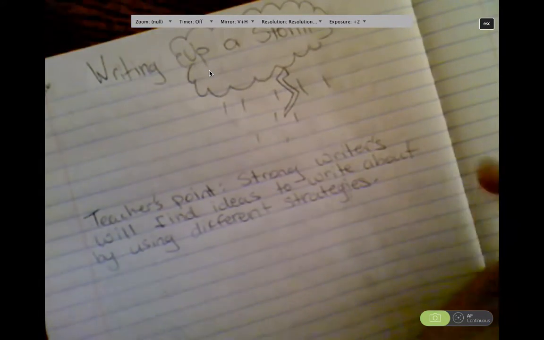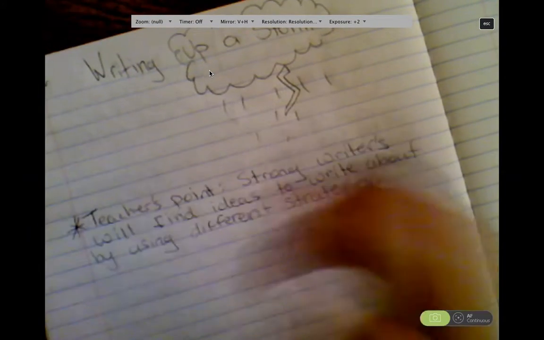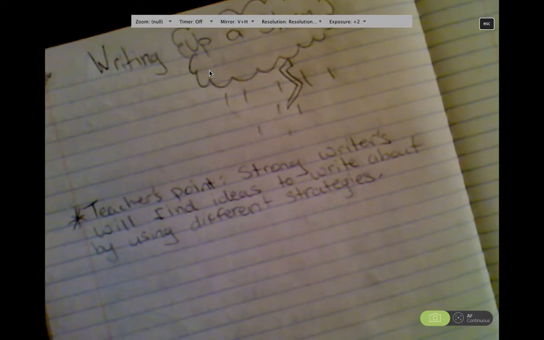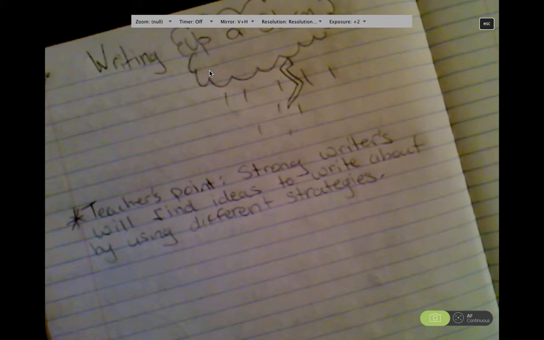And I do want you to write this down because this is our teaching point. Again, this is going to help you to engage in some positive writing habits. That's our outcome for this unit, especially as we get closer to writing the actual personal narrative.